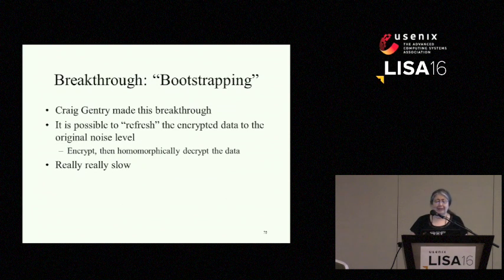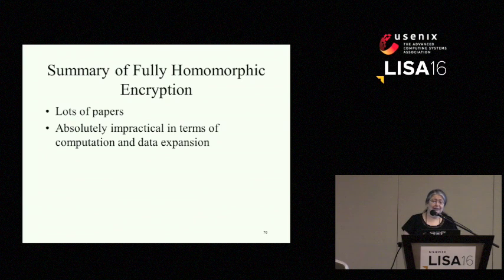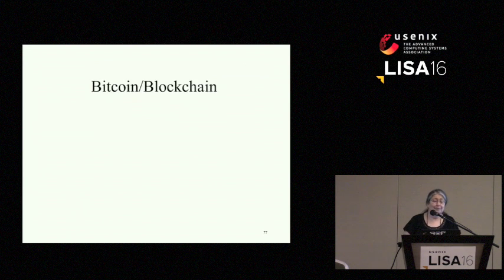So the breakthrough was Craig Gentry said that actually what you could do is you can take your data, when the noise is getting to be a little bit too much, encrypt it and then homomorphically decrypt it, which is mind-bogglingly expensive, but it's proof that, ta-da, it is possible. So there's lots of papers, and it's absolutely impractical in terms of computation and data expansion, I claim.